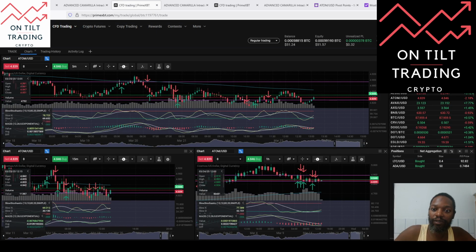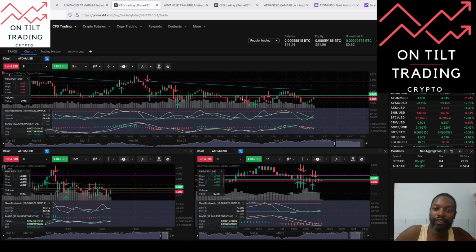This is Camarilla pivot point S3. This is Camarilla pivot point S4. This blue line that you see right here, this is the 200 exponential moving average. This is the 5-minute chart. This is the 15-minute chart. And this is the 60-minute chart.